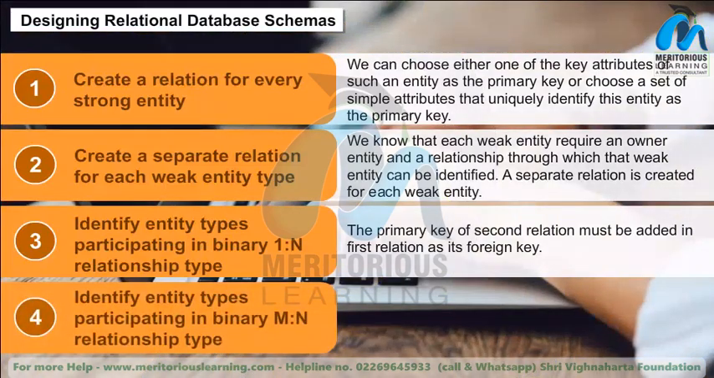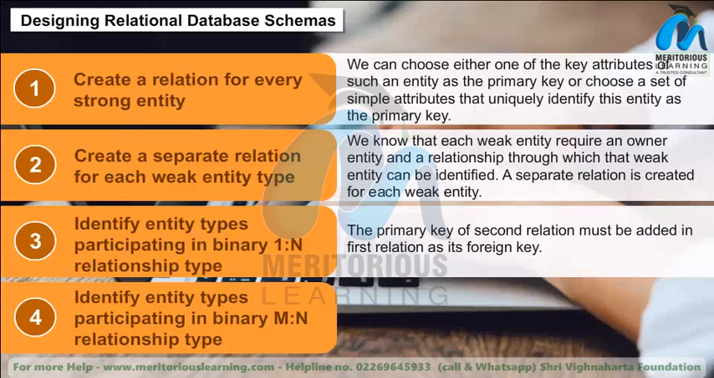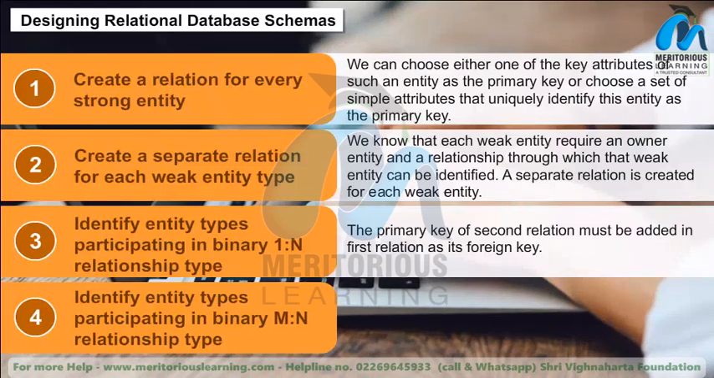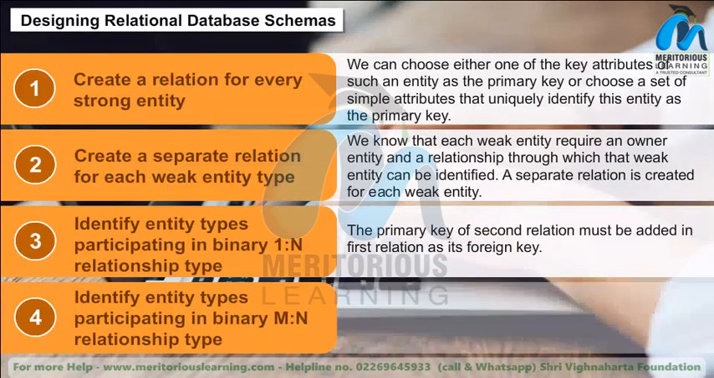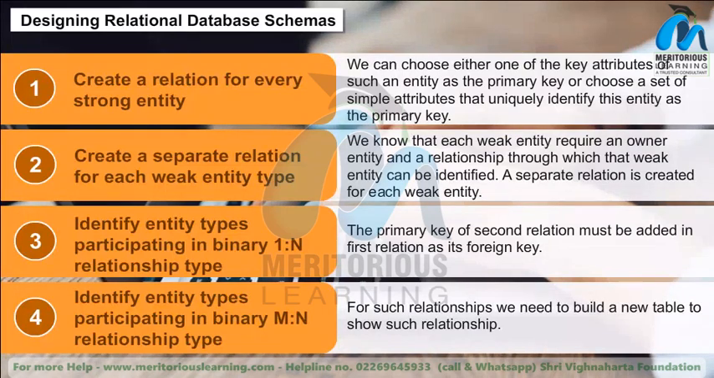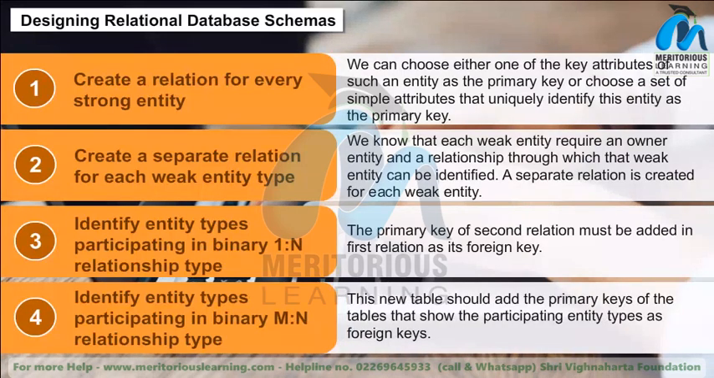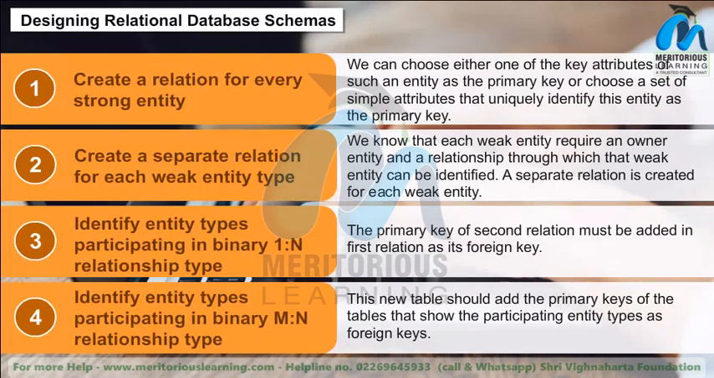4. Identify entity types participating in a binary m:n relationship type. For such relationships, we need to build a new table to show such relationship. This new table should add the primary keys of the tables that show the participating entity types as foreign keys.